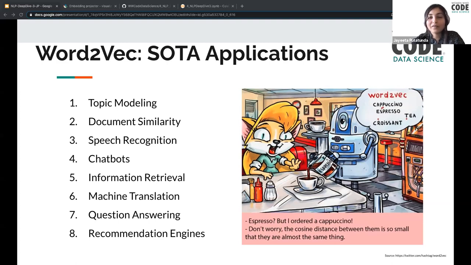This cartoon is very funny. It gives you the expression of what it actually means. It says, oh, espresso, but I ordered a cappuccino. And the bot says, oh, don't worry, the cosine distance between them is so small that it's almost the same thing. And you see at the head, it says that in Word2Vec documentation, cappuccino, espresso, tea, and croissant are all in a similar vector space. So yeah, that gives you the whole feel of why it's so useful in some of the use cases we have mentioned here.